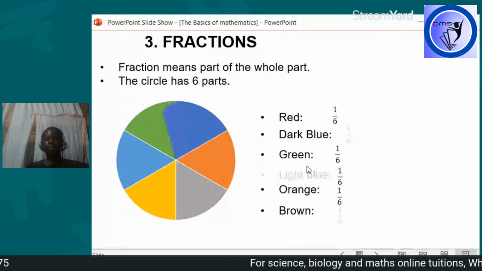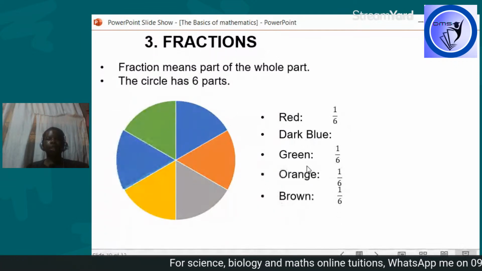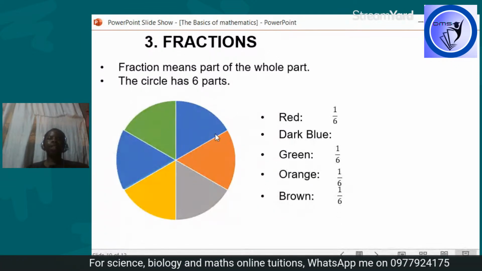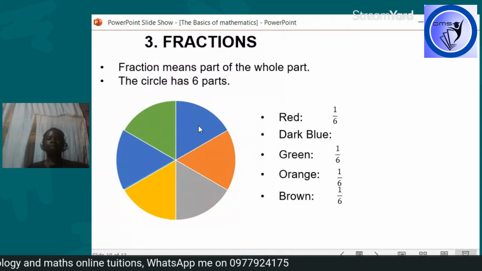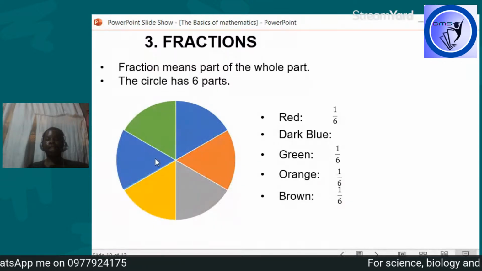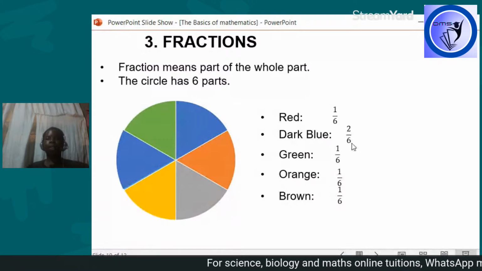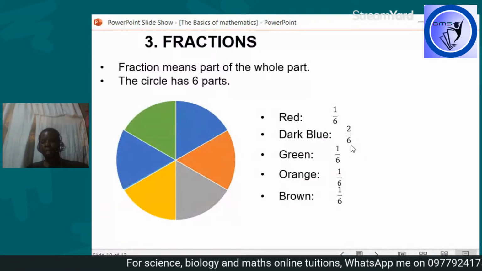So now, let's say we have two colors. Let's say now we have two dark blue colors here. So how do we present this information in the form of a fraction? We can say 2 over 6. So it will be 2 over 6.